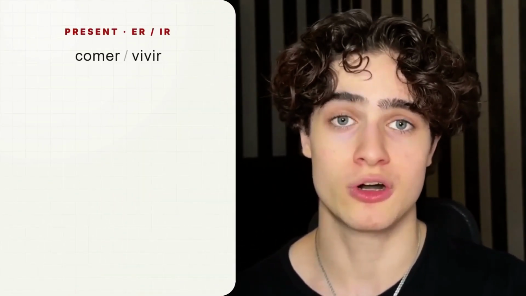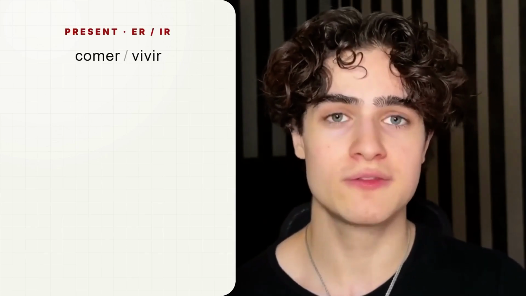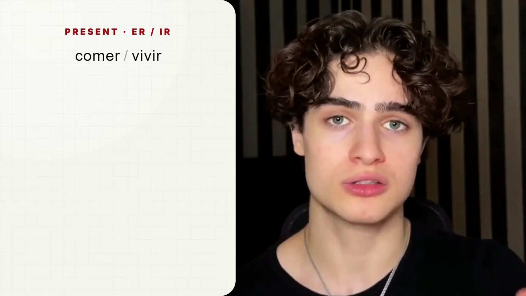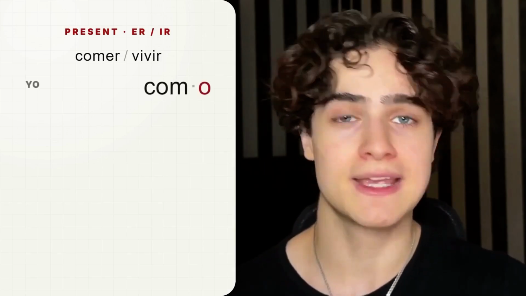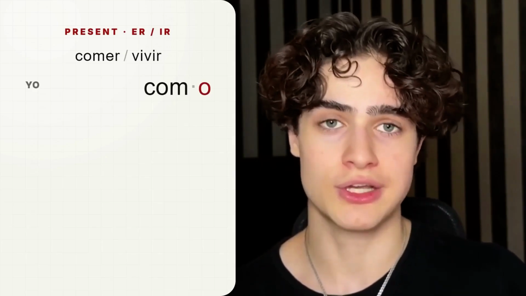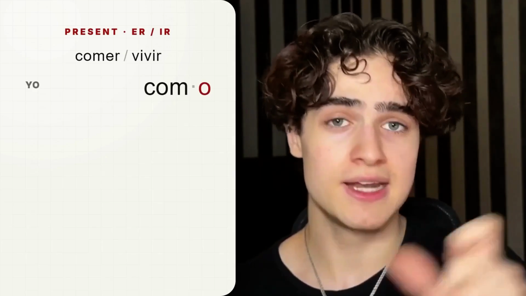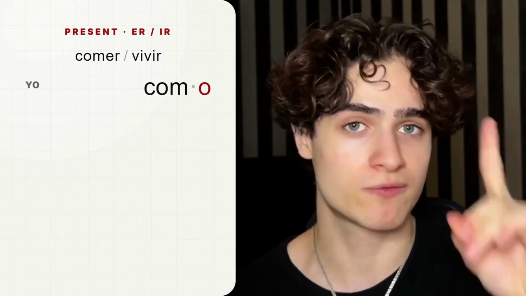Now, for -er and -ir verbs, the rules go as follows. I'll use the examples of to eat and to live, which are comer, to eat, and vivir, to live. So for -er/-ir verbs, you take off the -er or -ir and put -o to make it the I form in the present tense, just like for other verbs. So I eat would be como, you take off the -er from comer and put -o. For vivir, you take off the -ir, put -o. Vivo. And -er/-ir verbs will function the exact same for the entirety of the Spanish language, except for one exception.